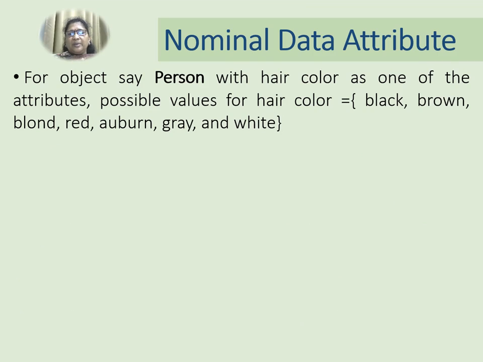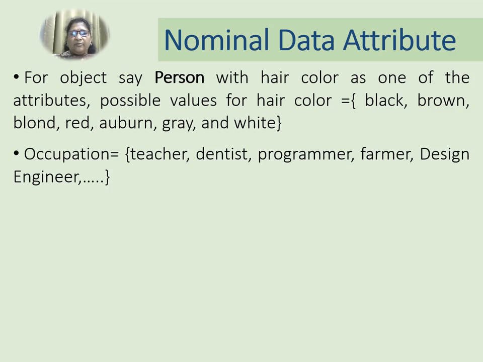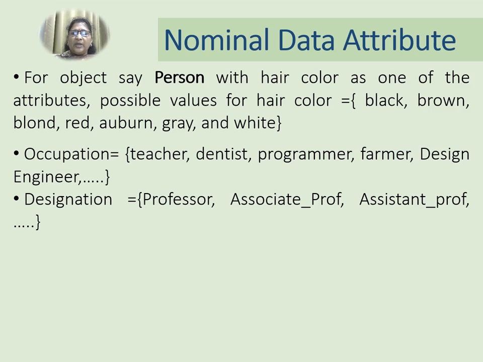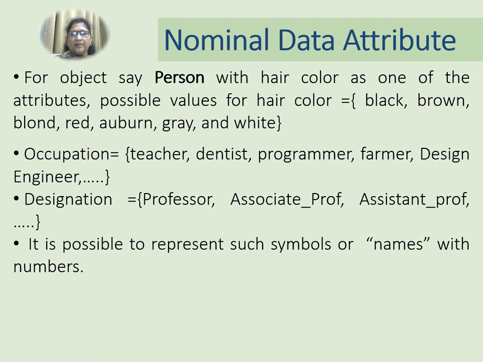If we take an example of a person as an object with hair color as one of the attributes, the possible values are black, brown, blonde, red, grey, white and so on. If we consider the occupation of a person, it could be teacher, dentist, programmer, farmer, design engineer and so on. If we take a designation for teachers, then it could be professor, associate professor, assistant professor and similar.